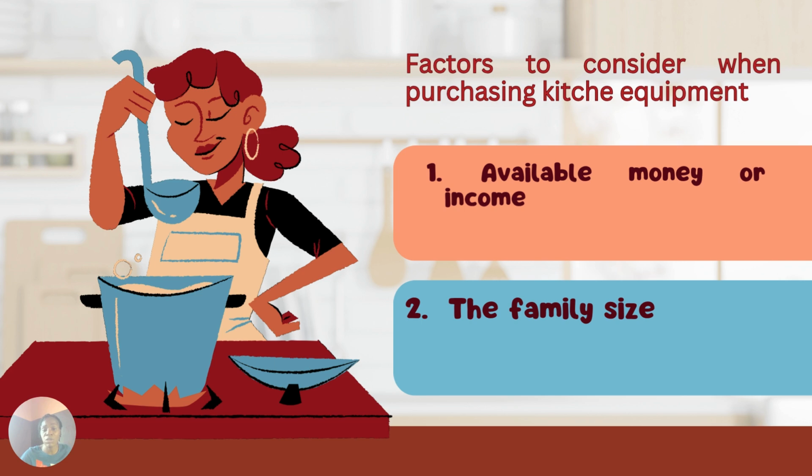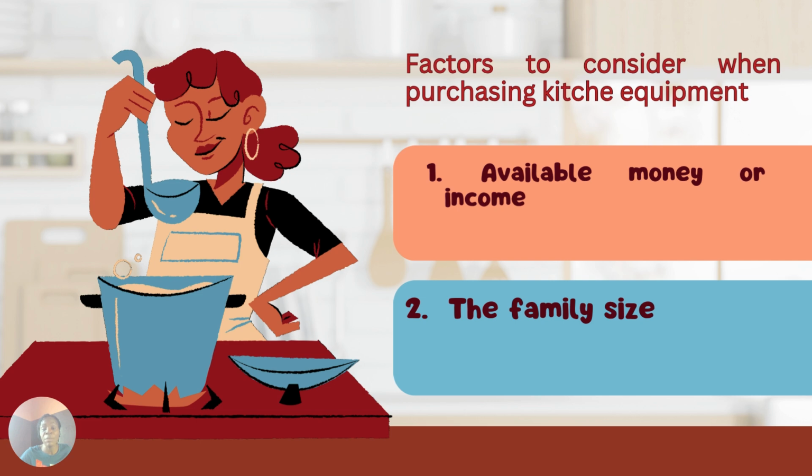Now, the second factor you need to consider is the family size. How large is the family? Is it a family of two, of three, of four? The number of people in the family will determine your kitchen equipment. If you want to buy a pot now and it's just a three-member family, the father, the mother, and maybe just one child, then the kind of pots they'll be buying will be different from a family of six or seven or even 10.